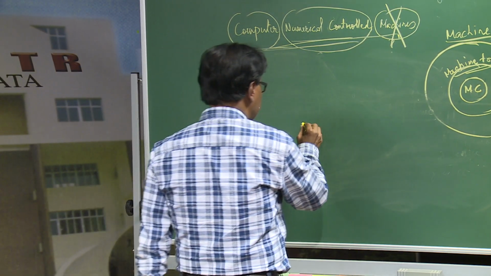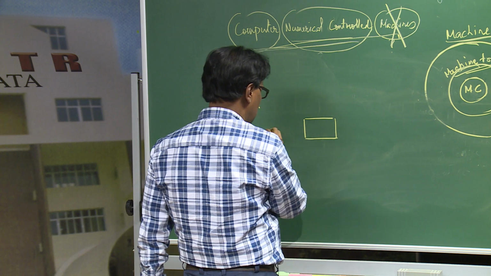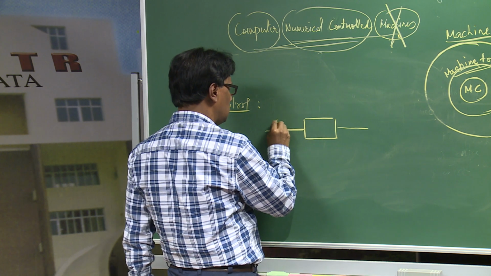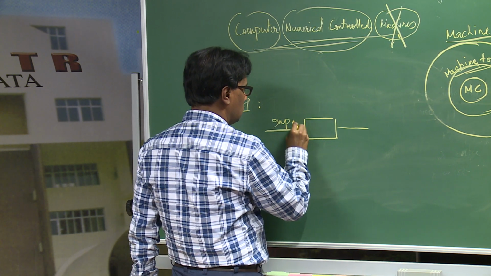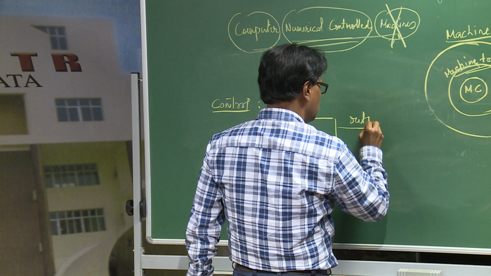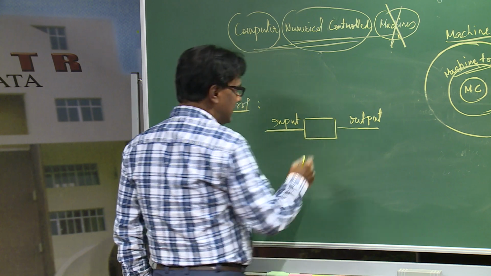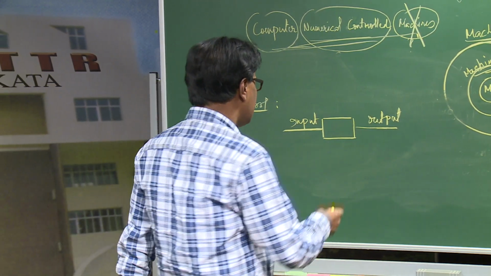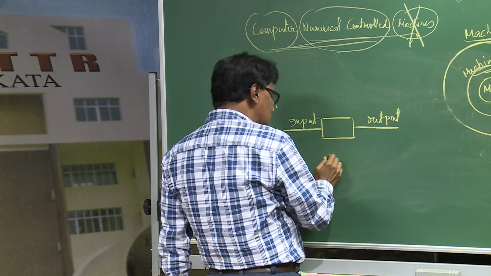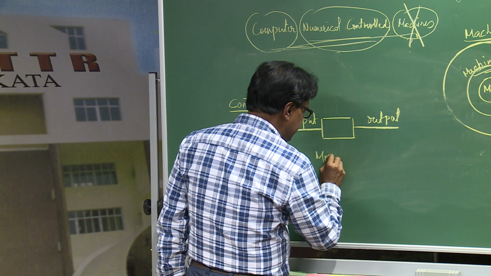Let me first describe control. That means, when the output is not directly measured, just observed and action is taken accordingly, this type of control is called monitoring.